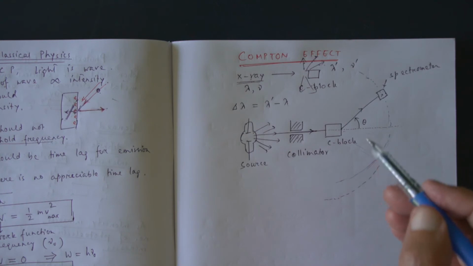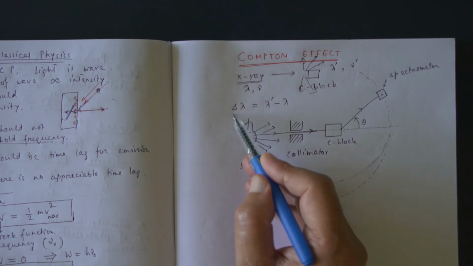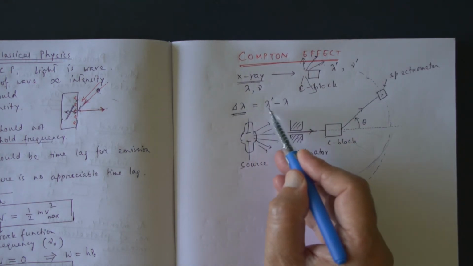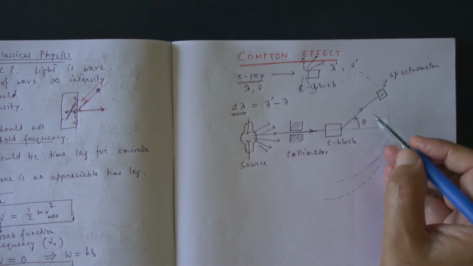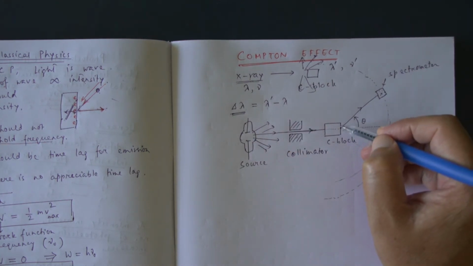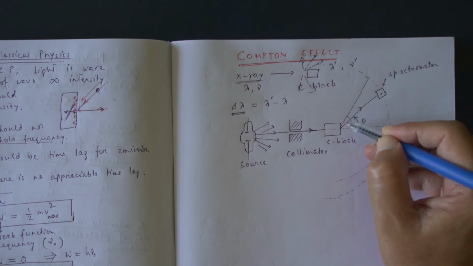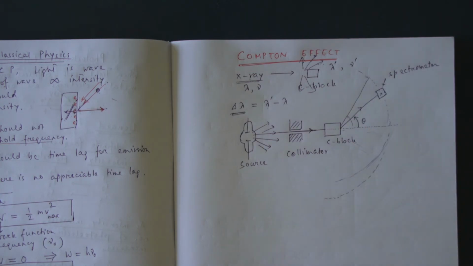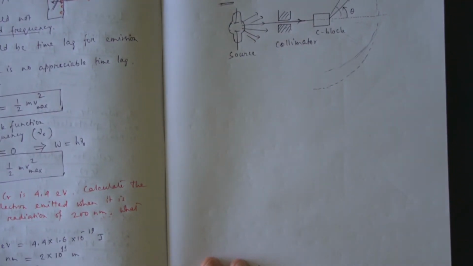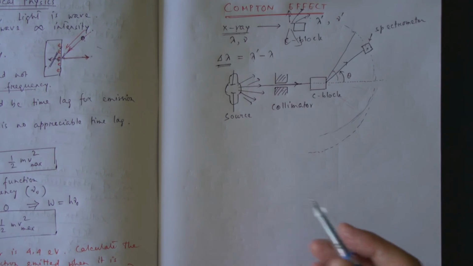And what was the result? It is found that del lambda depends on the angle, whether we have measured at this angle or at this angle or at this angle. So the result of the experiment is like this.